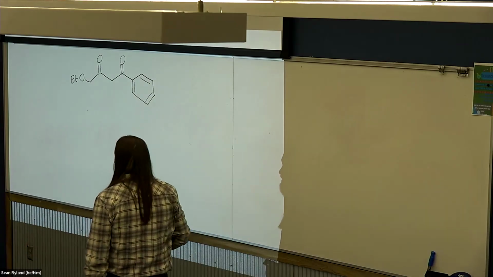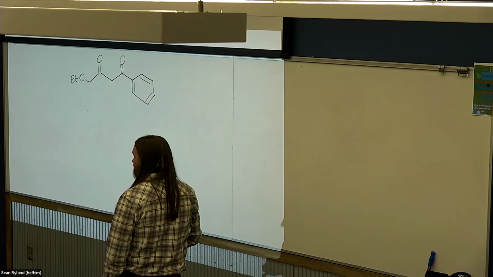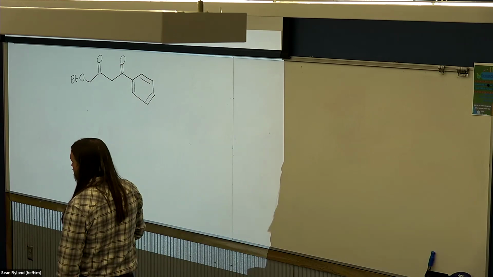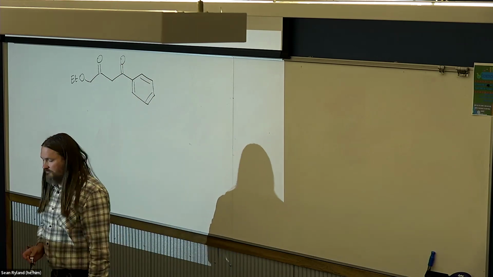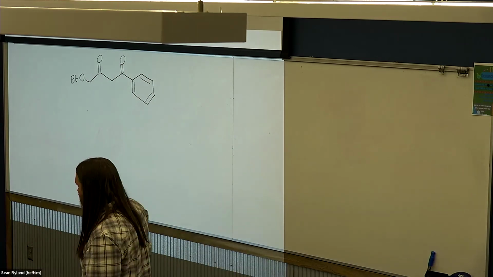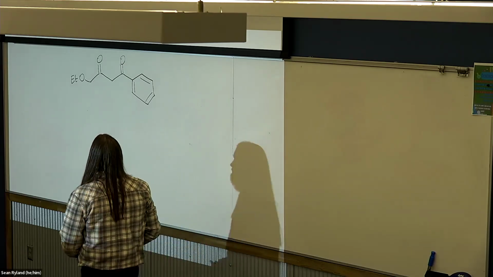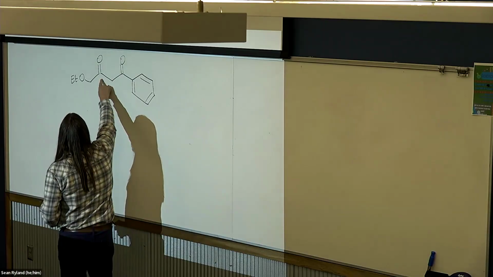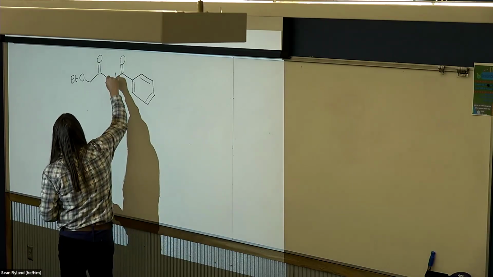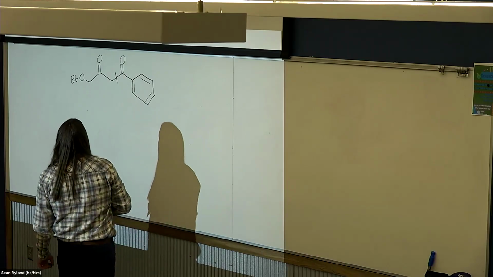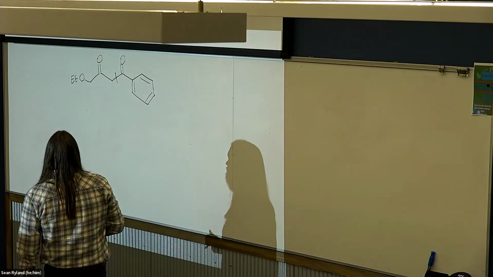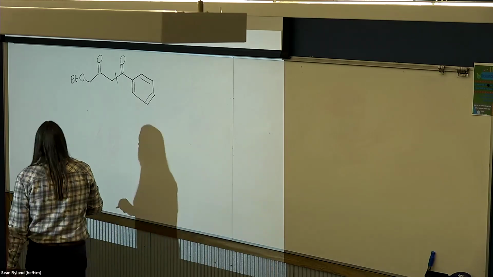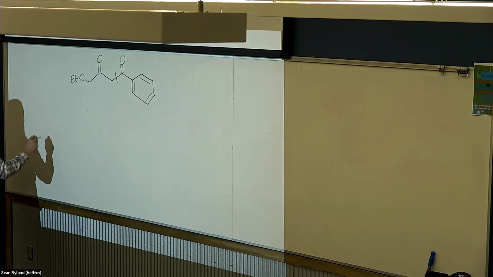So how would we use a Claisen condensation to make that one? The platform would be the one in between the two oxygens. There you go. And then the section on the left is what we're doing. Good. So ethyl acetate.